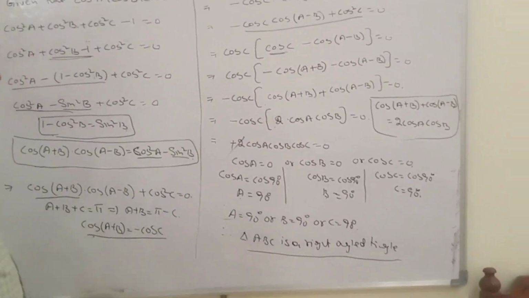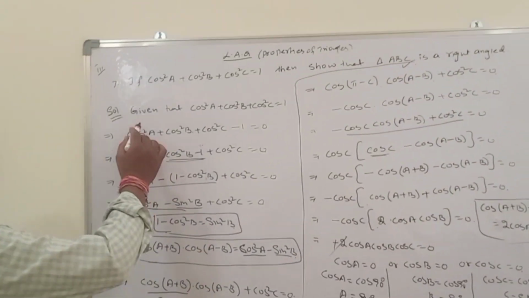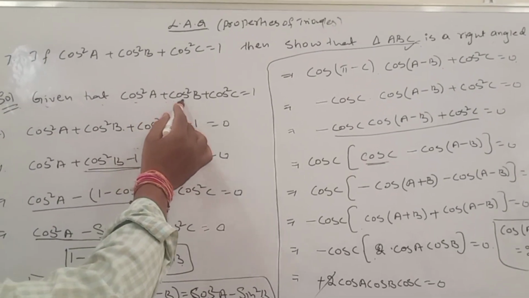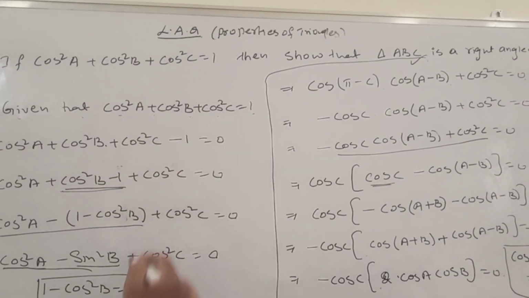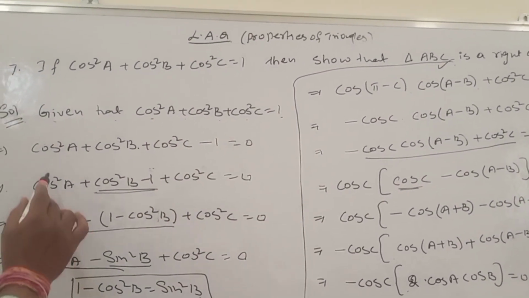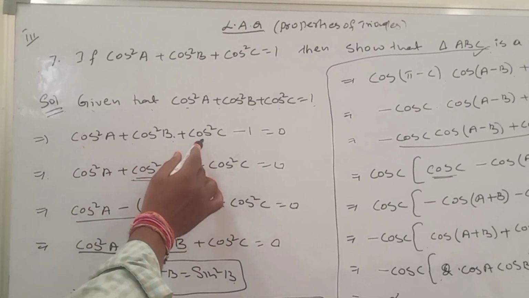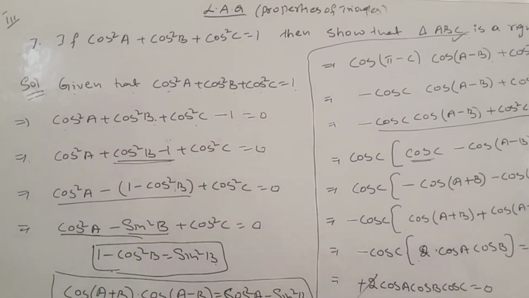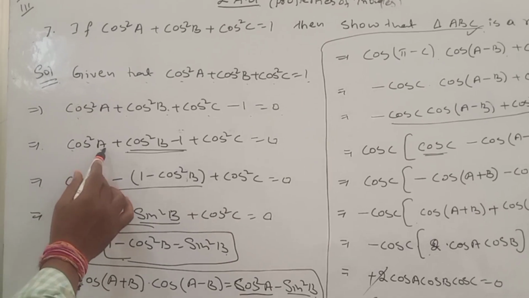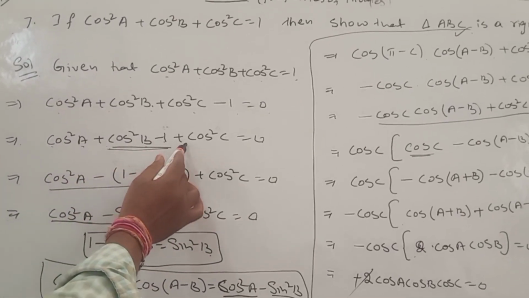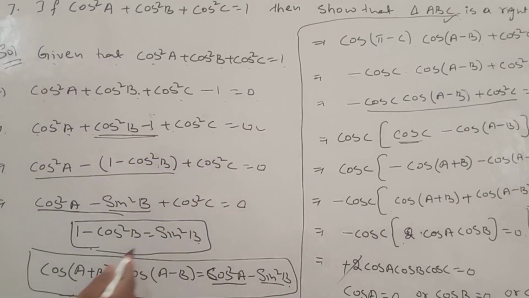This is the conclusion. Once again, given that cos square A plus cos square B plus cos square C is equal to 1. Cos square A plus cos square B plus cos square C minus 1 equal to 0. Cos square A plus cos square B minus 1 plus cos square C equal to 0.